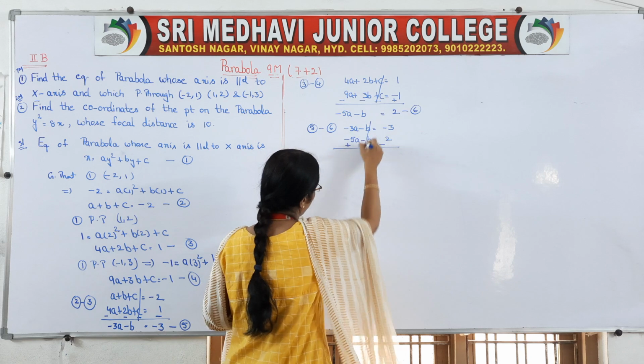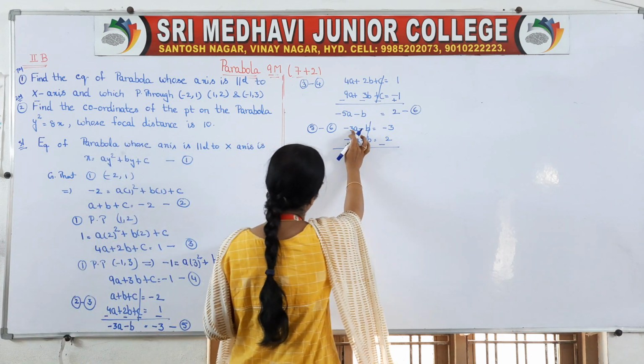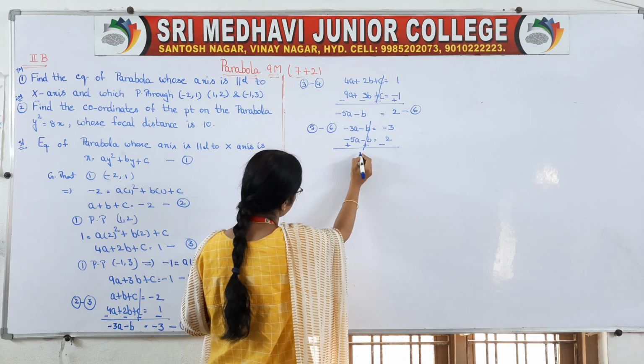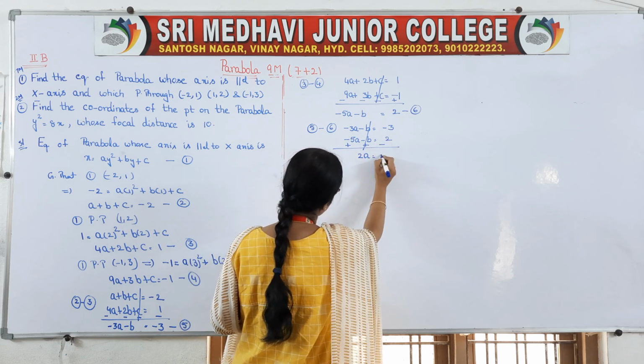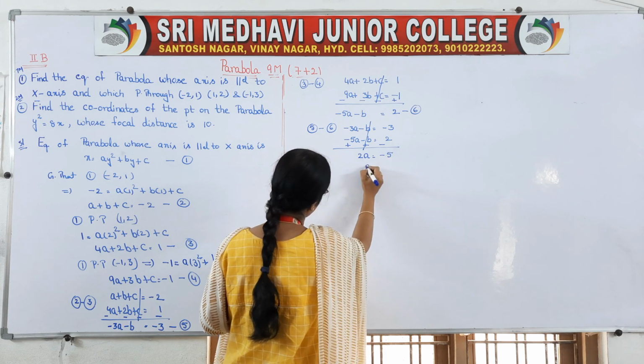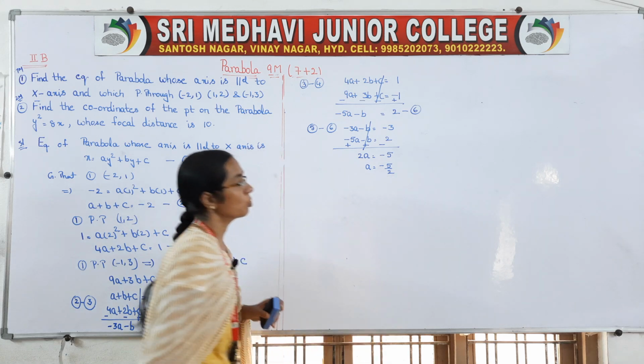So minus b plus b cancel. So what is the value? 5a minus 3a is 2a, is equal to, what is this? This is minus 5. So a is equal to minus 5 by 2, right.